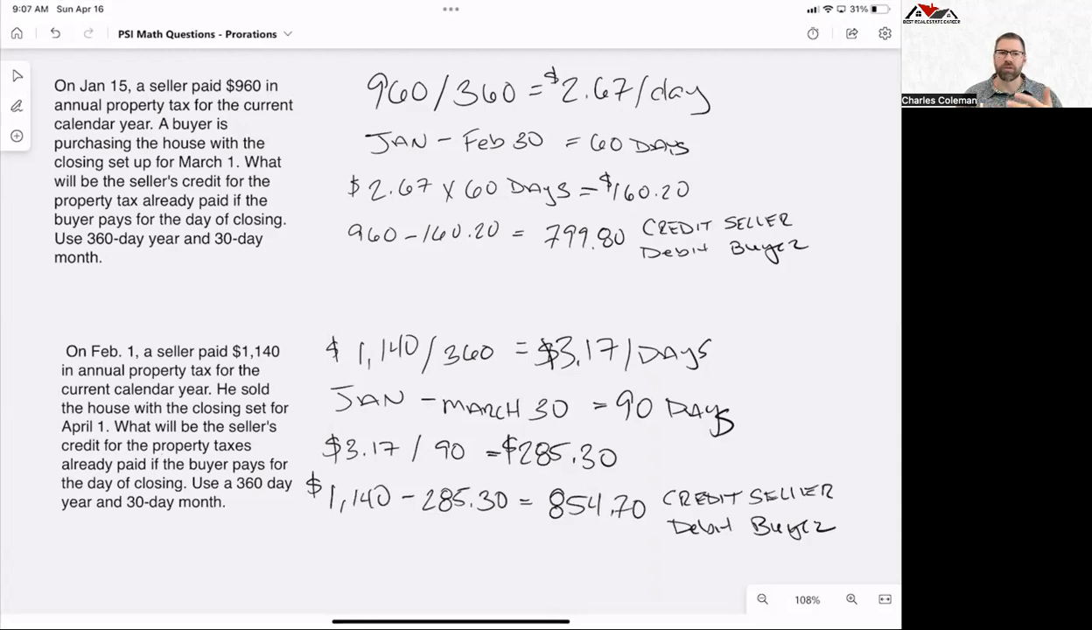So we do this: we take the amount already prepaid divided by the days of the year, which gives us our dollar per day. We multiply that by the days that the seller owned the property, and we subtract that from the prepaid taxes for that current year.